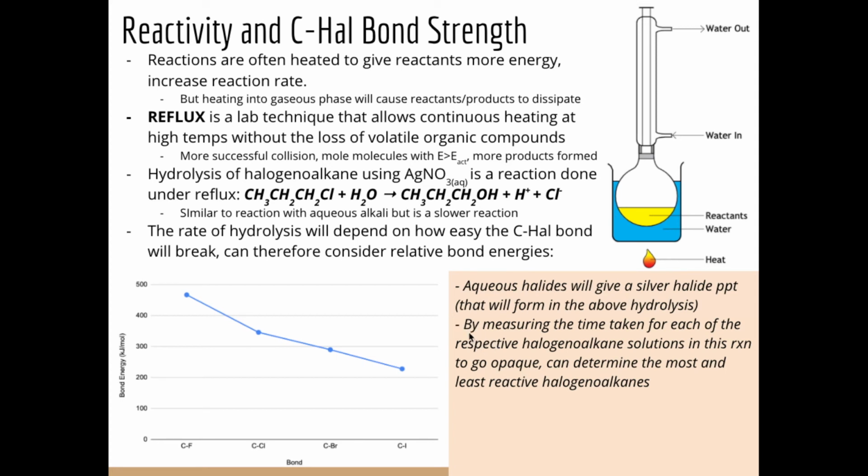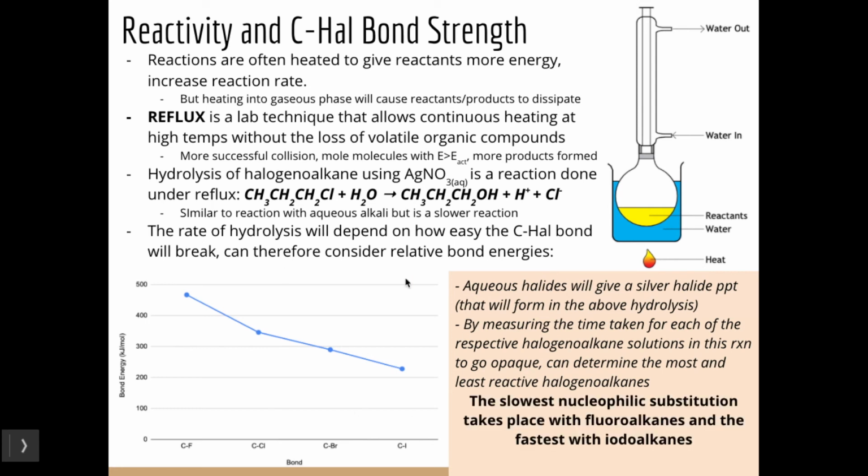So if we do this reflux and we measure the time taken for each of the halogenoalkanes, and we see how long it takes to go opaque, so therefore how long it takes the precipitate to form, we can determine the most and the least reactive halogenoalkanes, and we see this trend.